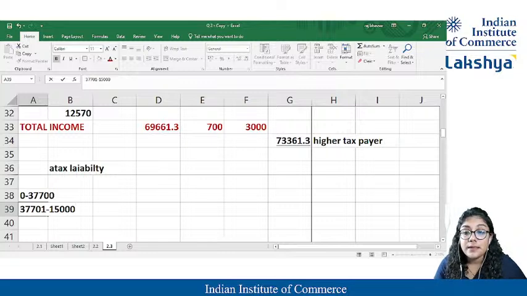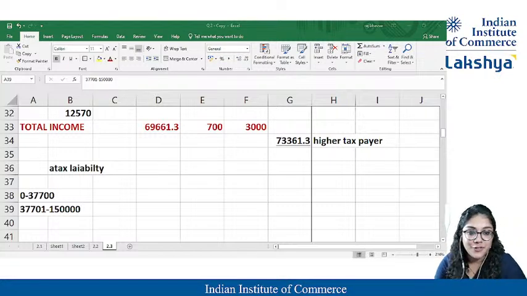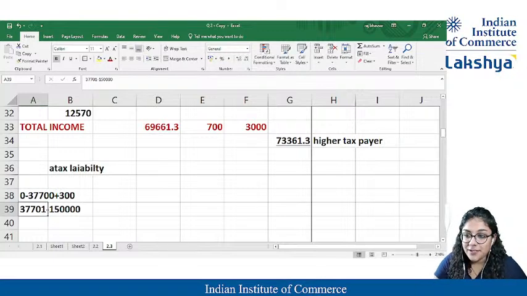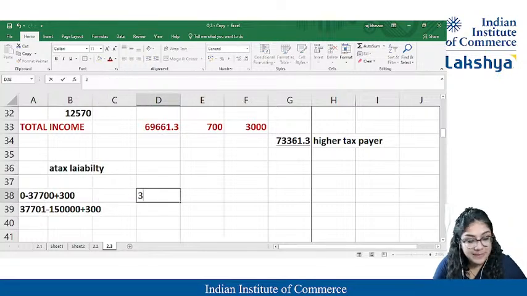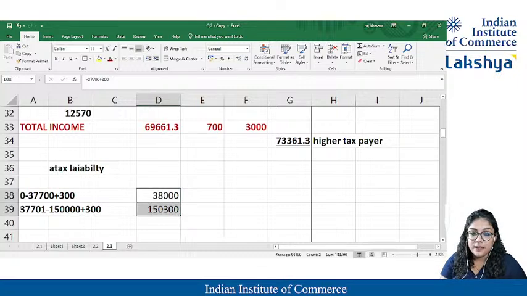But students, in this question, we had a charitable donation. Because of that, I can increase my 300 to the end of the bands. So over here it will be plus 300, and over here also it will be plus 300 in the end. So my closing band will be what over here? It will be 38,000. So I can write like this: plus 300. And over here it will be 1,50,000 plus 300. Cool, so this is my closing.